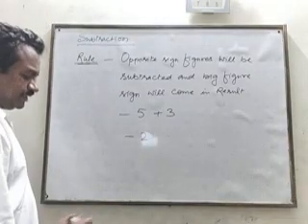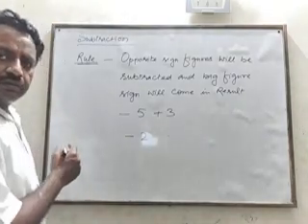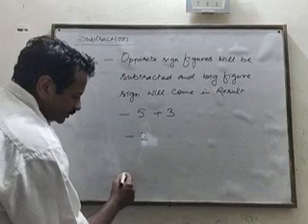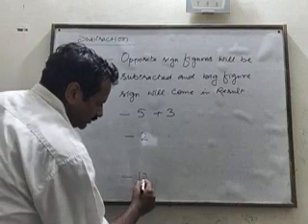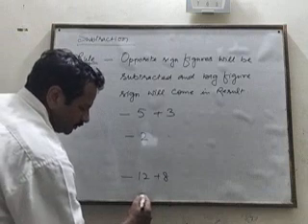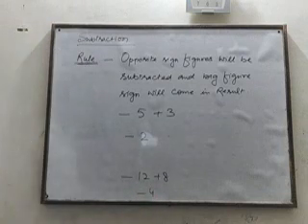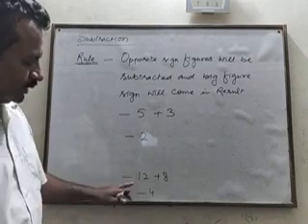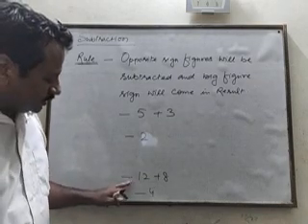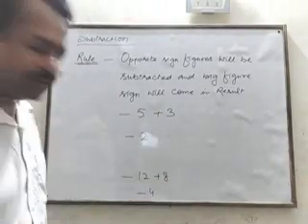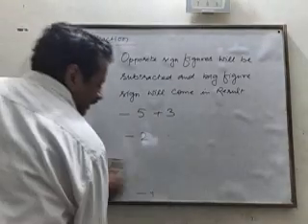Like in case of addition, we got the answer minus 12 plus 8, and after that it will be minus 4. The question which we did in addition, we stopped here at minus 12 plus 8. After that it will be subtracted and minus 4 will be the answer.